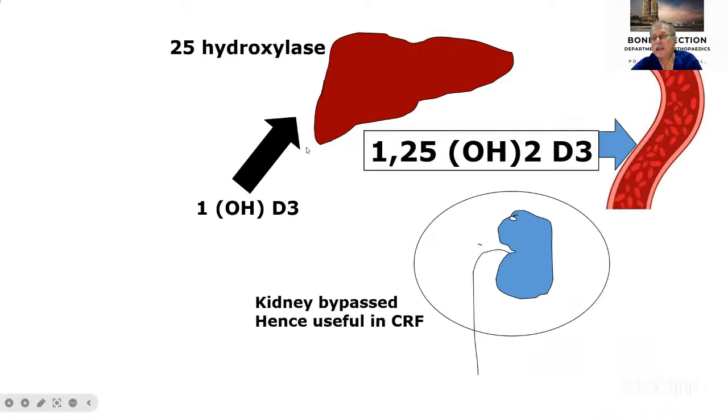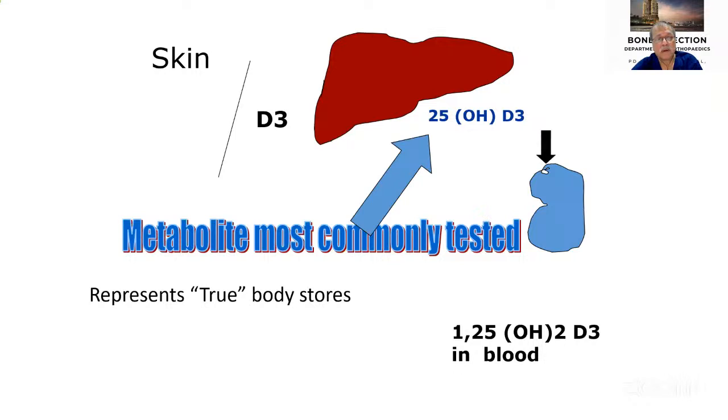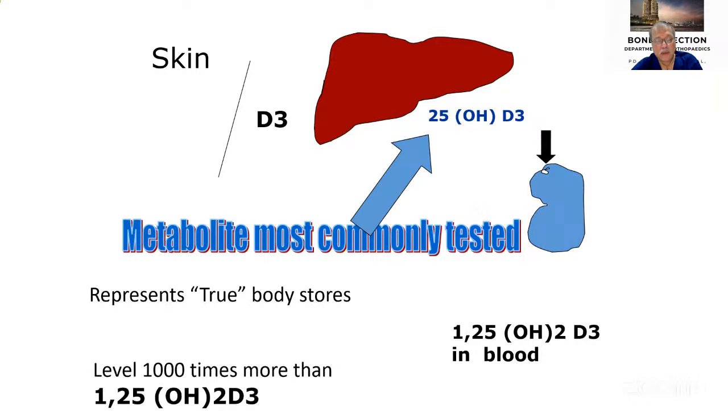Now, if you give 1 alpha D3, or you give... now here, the metabolite most commonly checked is 25 hydroxy. Can you see that? Which comes out of the liver, which represents the true body stores. The level is 1000 times more than 125 hydroxy.